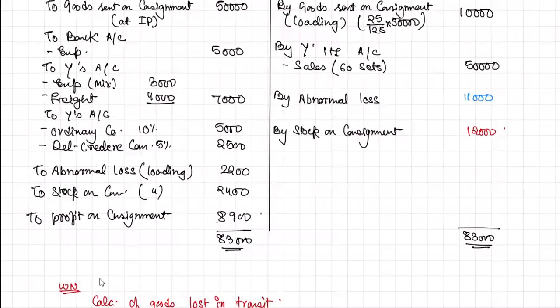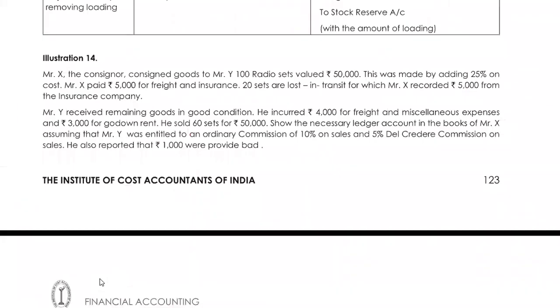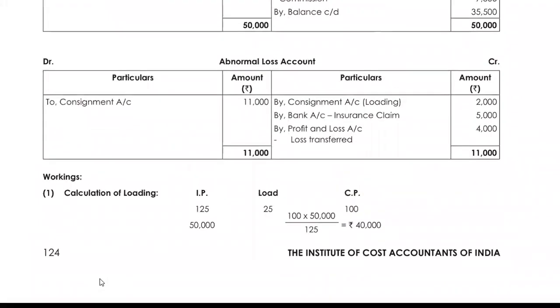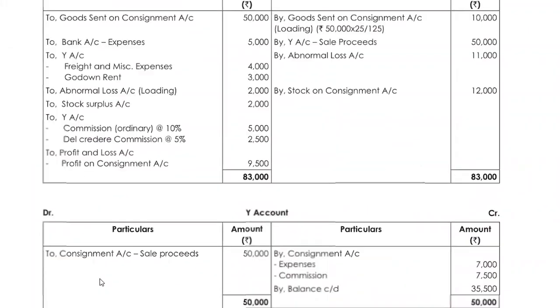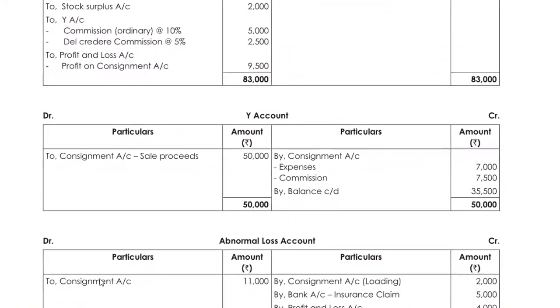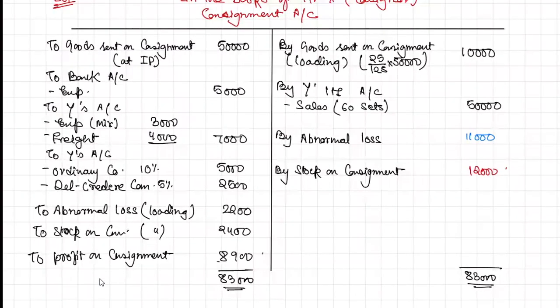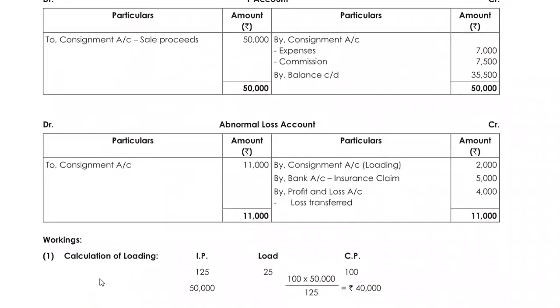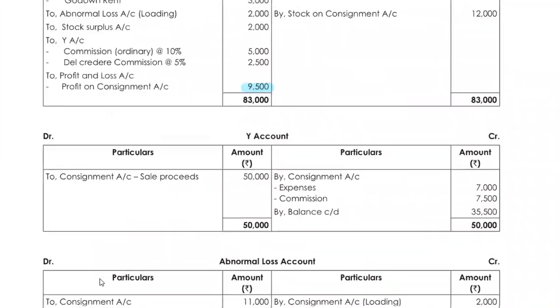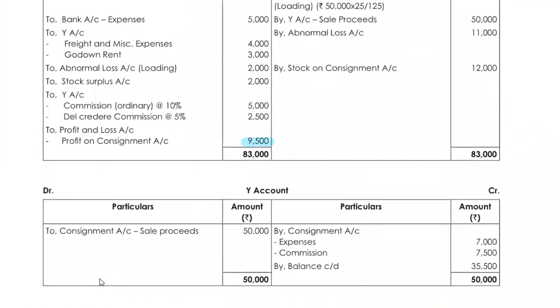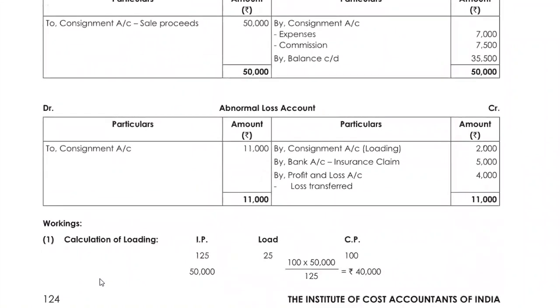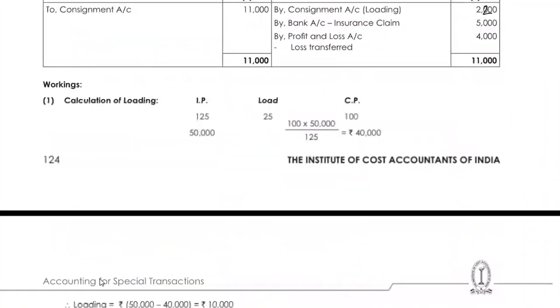Okay, and rest everything remains the same. Okay, so 14 we have done. यही आया था कि बुक का 9,500 प्रॉफिट कैसे आ गया? गलती कर दी क्या हमने? Okay, so these are mistakes.